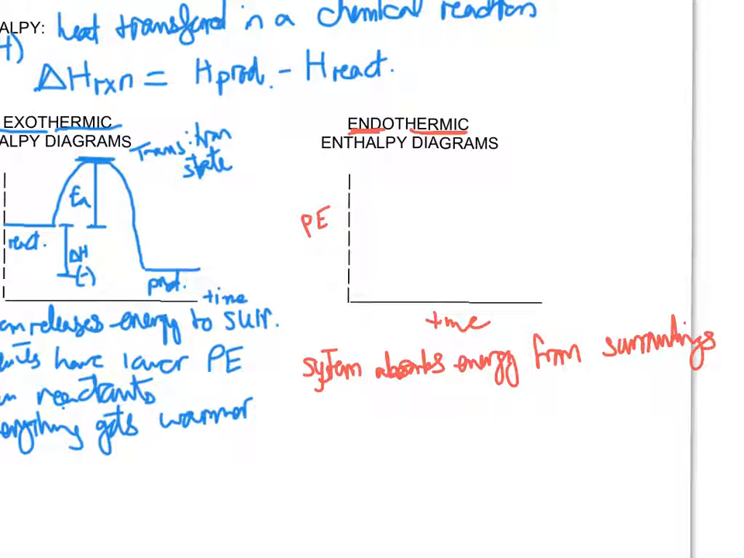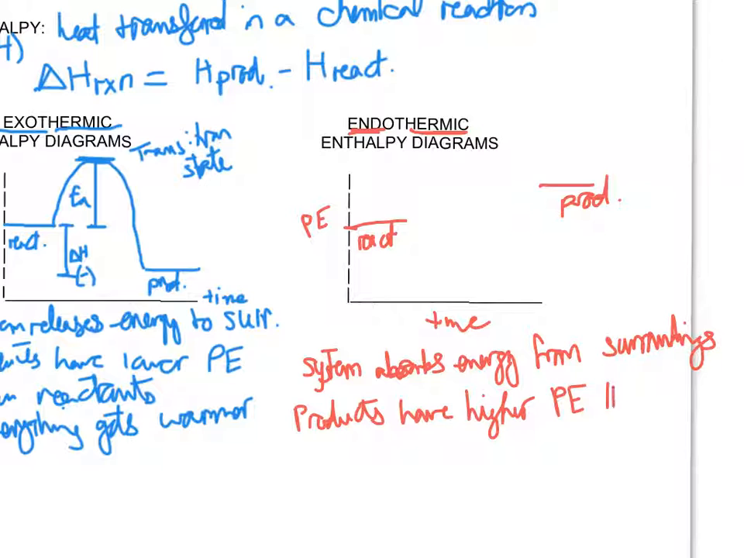So let's say your reactants are at a certain amount of energy here. And these reactants are going to absorb energy in order to become products. If I'm absorbing energy to get to the products, that means that the products must be at higher energy. So products have higher potential energy than the reactants.